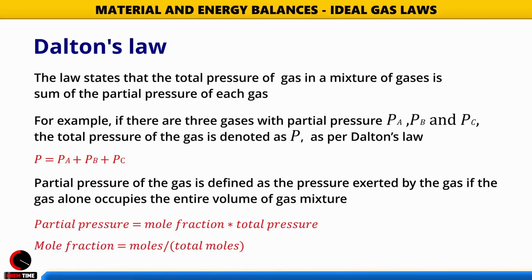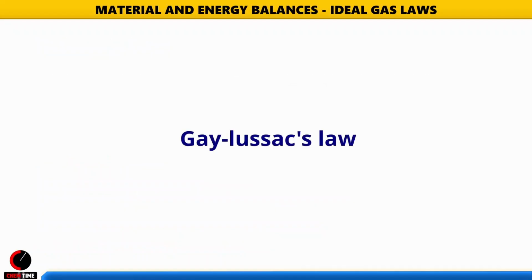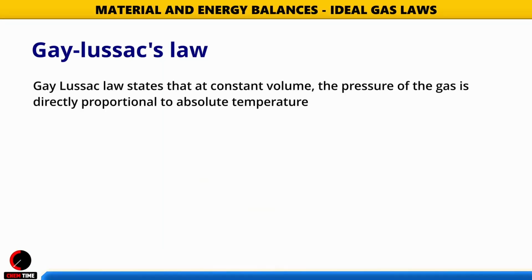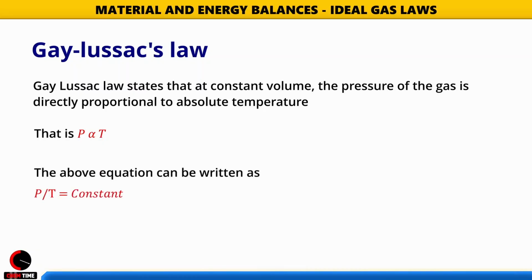The partial pressure of the gas is calculated as partial pressure is equal to mole fraction into total pressure. And mole fraction, as we have seen in our last presentation, is equal to moles by total moles. Next law is Gay-Lussac law. The law states that at constant volume, the pressure of the gas is directly proportional to absolute temperature. That is, P is proportional to T, or P by T is equal to constant.